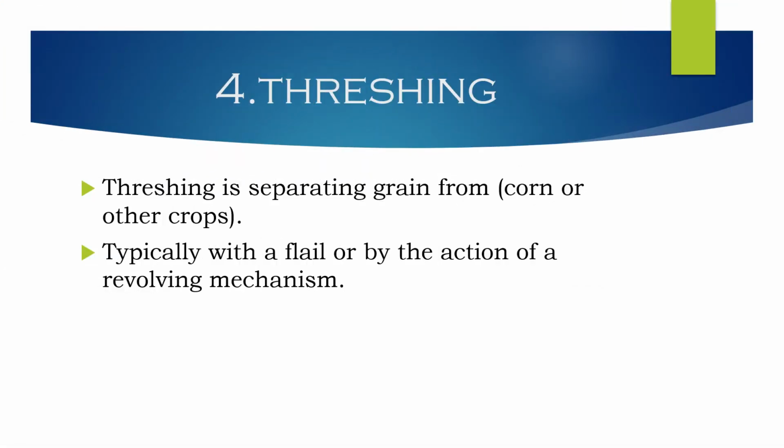The fourth and the last method we will be learning is threshing. Threshing is separating grain from other crops. It is usually done with a flail or by the action of a revolving mechanism.